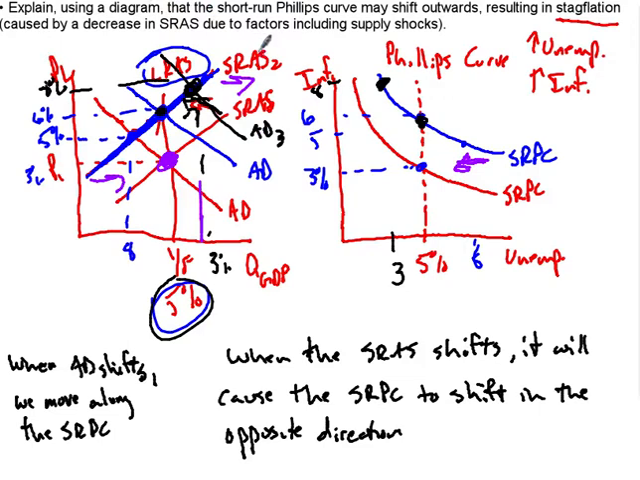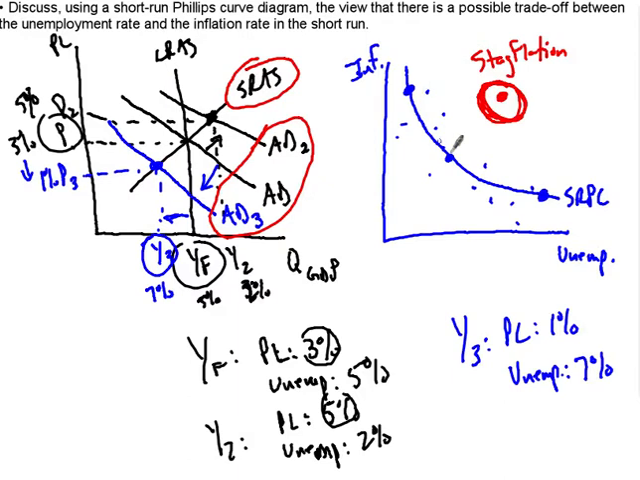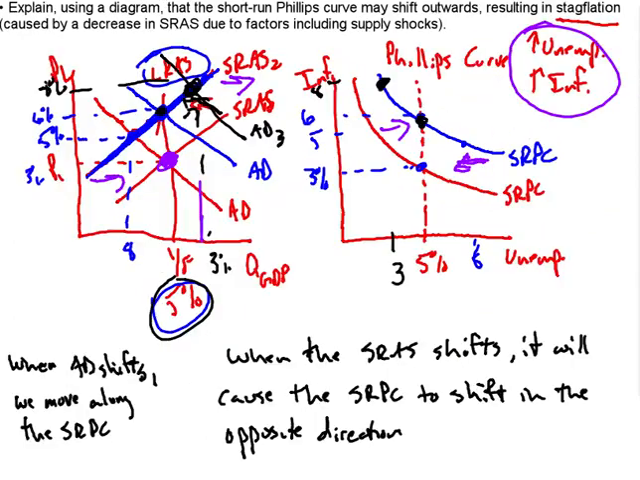And so anyway, this is how you would use a diagram to explain that the short run Phillips curve can shift outward, so out to the right, resulting in stagflation. And again, stagflation is high unemployment and high inflation. This is what happened in the 70s, and this is what made people realize that the Phillips curve in itself was not 100% accurate. In the short run it was, but it could shift.